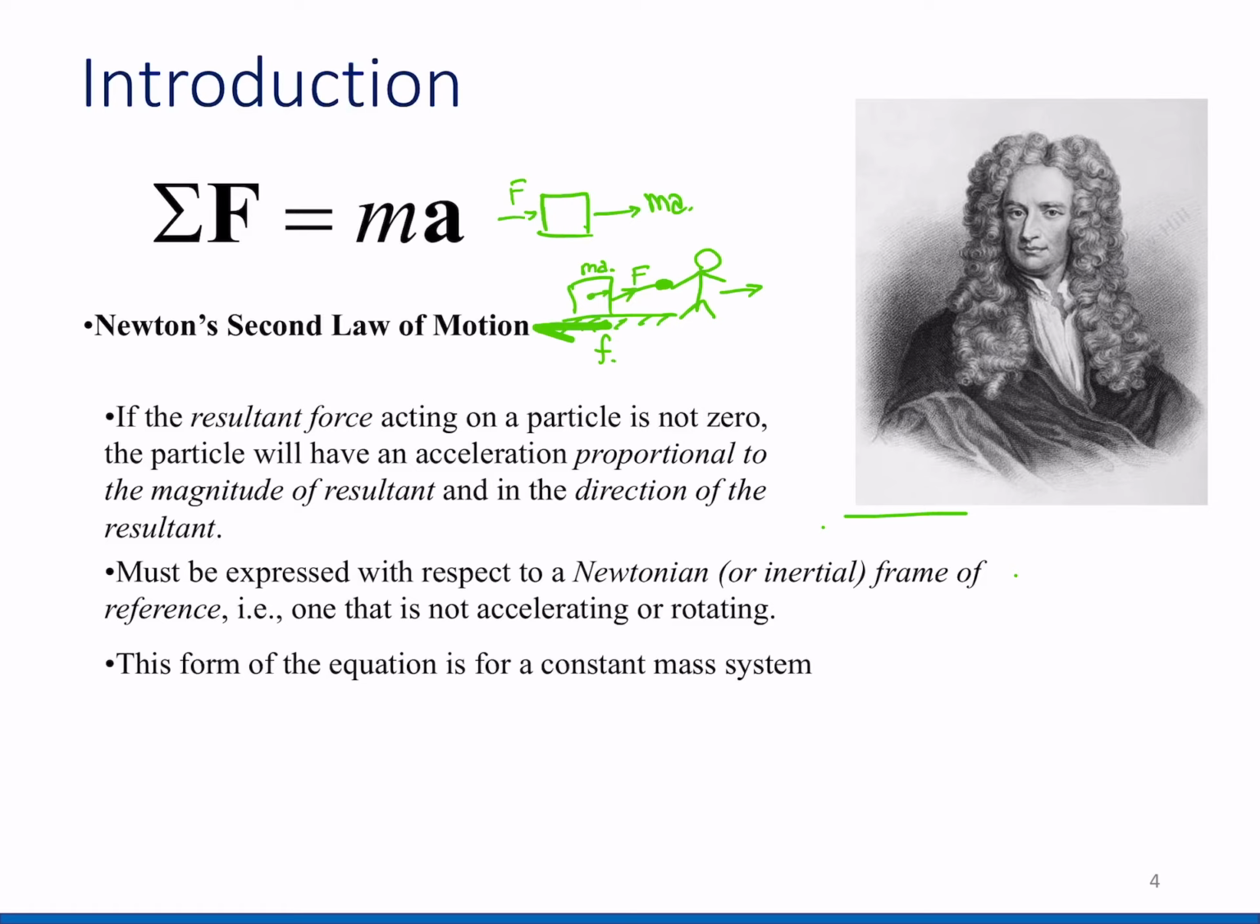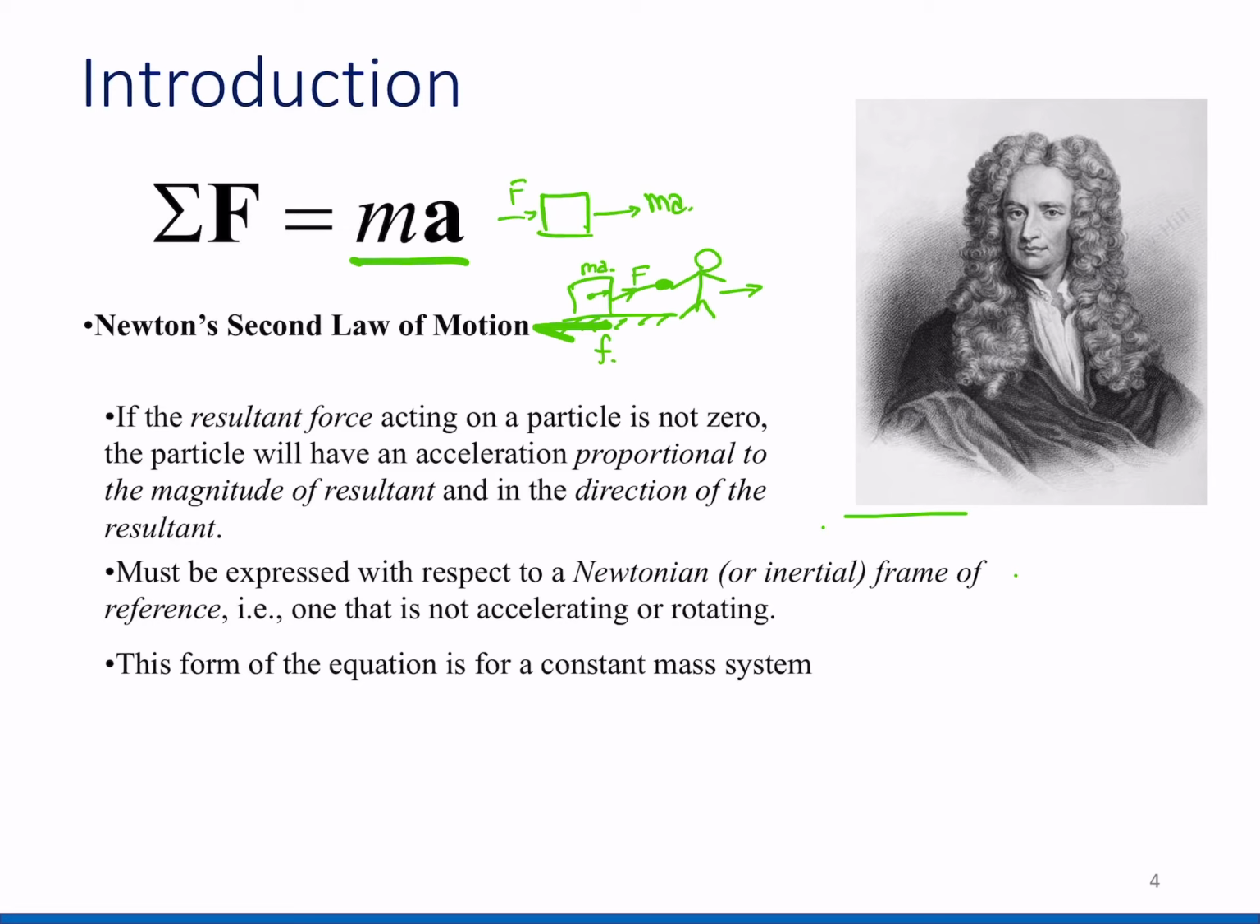So next, Newton's second law of motion. If the resultant force acting on the particle is non-zero, which means we have some movement, the particle has acceleration proportional to the magnitude of the resultant force and in the direction of the resultant force. Next, it must also be expressed with respect to a Newtonian or inertial frame of reference, one that is not accelerating or rotating. So in the question you will see that we also have a reference frame and coordinates, and the frame itself will not be rotating or have any acceleration, right?